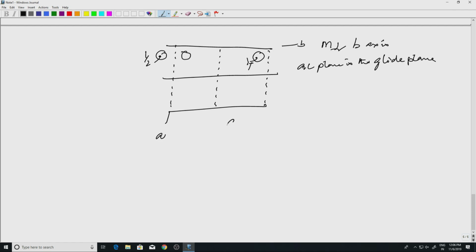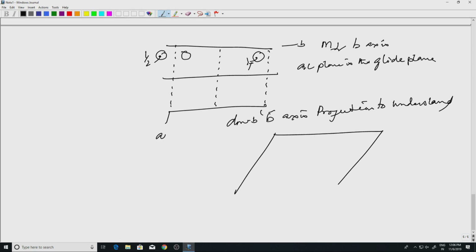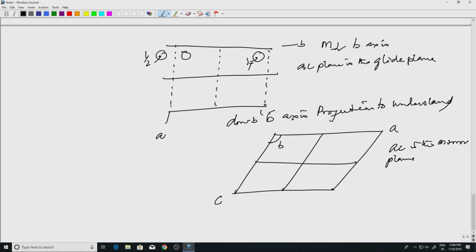Now we will do a down B axis projection to understand. Now this becomes my C and A. AC is the mirror plane, and this is my beta.